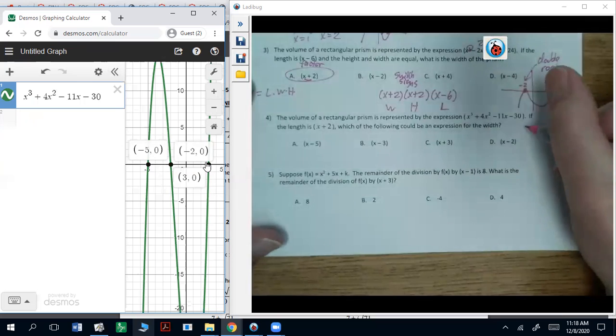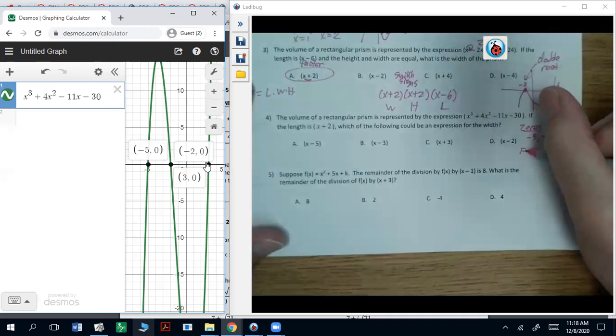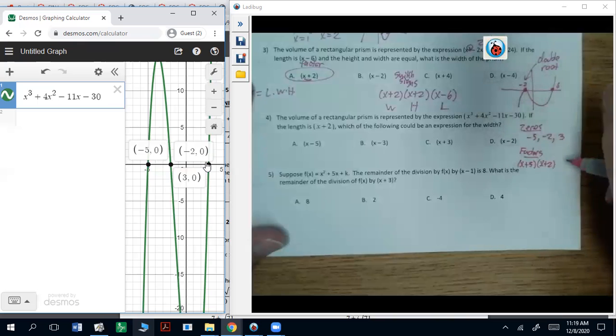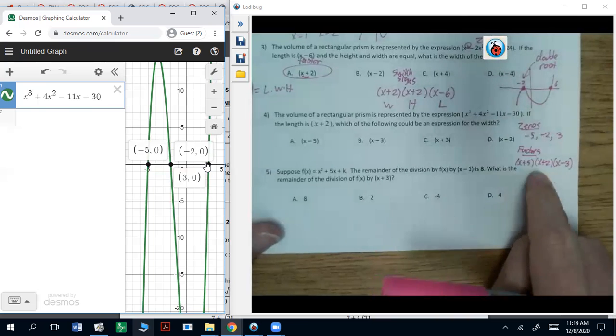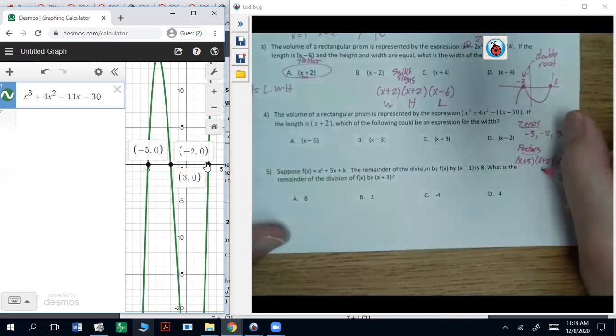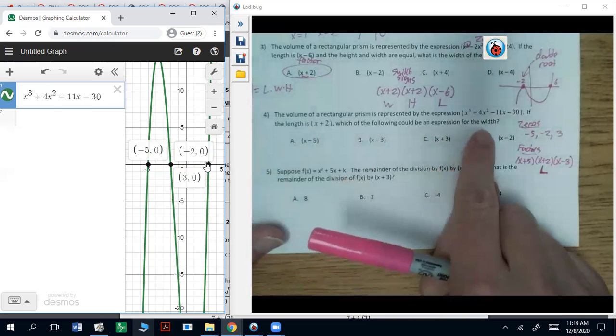So your zeros are -5, -2, and 3, which means your factors are going to be x plus 5, x plus 2, and x minus 3. So remember, your factors and zeros are opposite signs. If the length is x plus 2, so this is your length, which of the following could be the expression of the width?